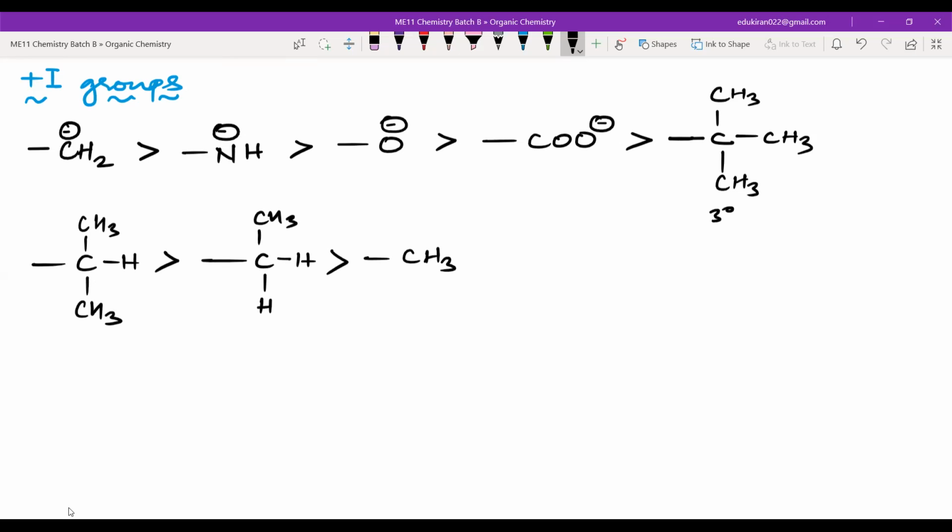A general trend that you should always remember for plus I group: 3 degree, 2 degree, and then 1 degree. Okay, 3 degree is the most electron donating group, followed by 2 degree, and then followed by 1 degree. I'll write this down. Let me know if you're done.